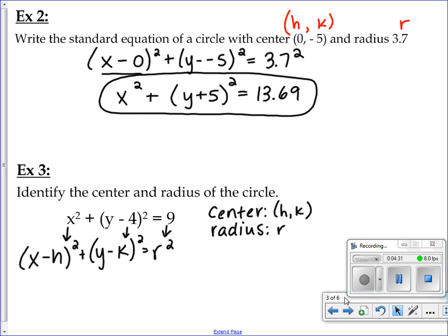So working backwards, I usually start with the radius. What's my r squared? Well, you have to think about what number squared gives you 9, or basically what's the square root of 9. So that's going to be 3.